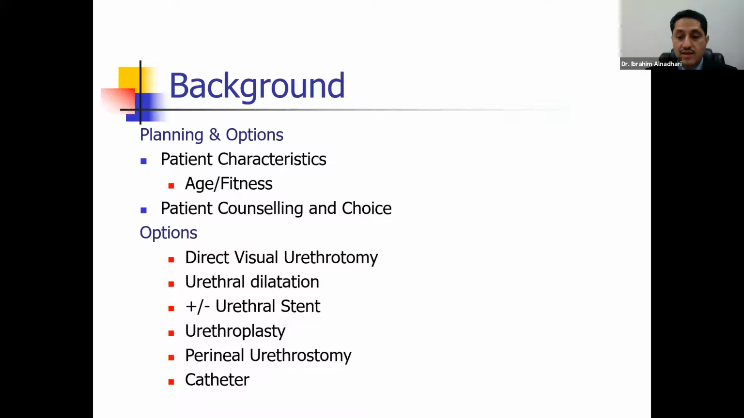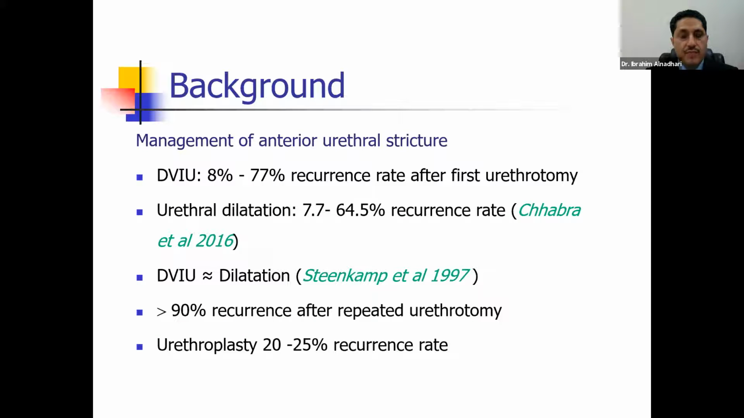As for the options of treatment, we have direct vision internal urethrotomy, urethral dilatation with or without urethral stent insertion, urethroplasty with all of its types, perineal urethrotomy sometimes, or even only catheter insertion. From the previous literature, DVIU has a recurrence rate ranging between 8% and 77%. This big gap in the literature is due to the different characteristics of the stricture as we described before. And urethral dilatation has almost the same recurrence rate.